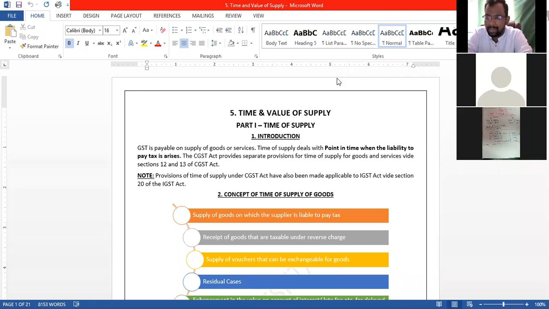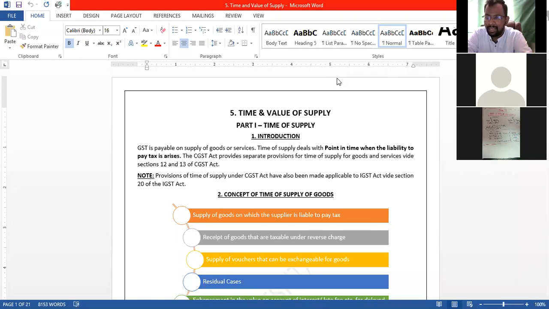Now the next question arises: okay sir, I have entered into the supply transaction, so when should I pay the GST? Today I have provided some services, so should I pay the GST immediately today? Not required. The GST will be paid while filing the consolidated return, GST 3B or GST 3.